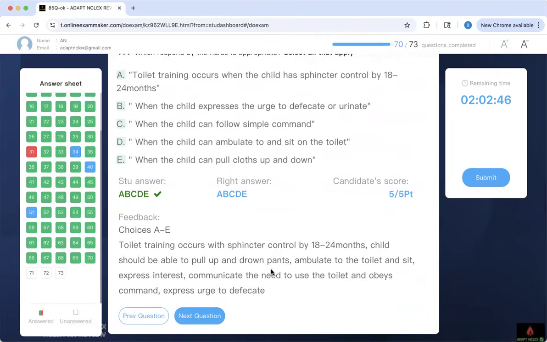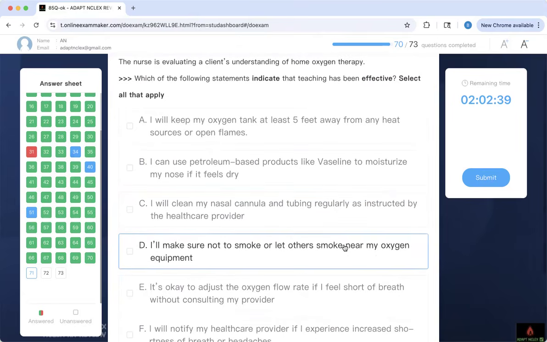Three more questions. This is basic care and comfort. Basic care and comfort. Make me proud. An NCC is evaluating a client who is going on oxygen therapy. Which of the following statements indicate teaching is being effective? You have to know certain things about oxygen therapy because of what?